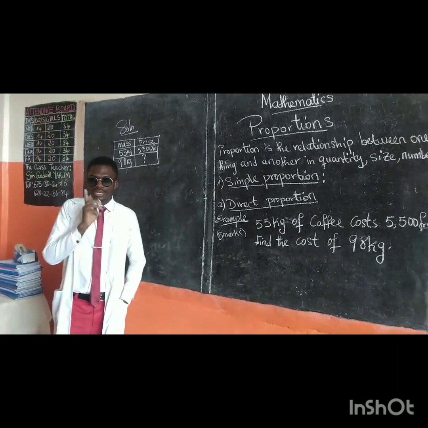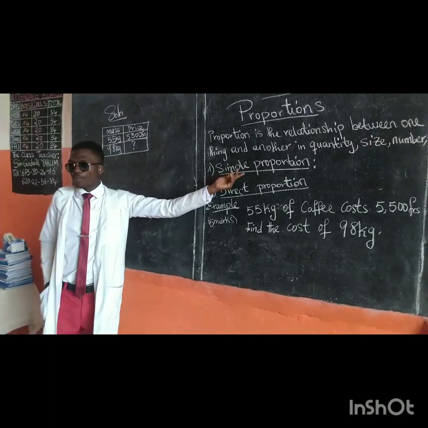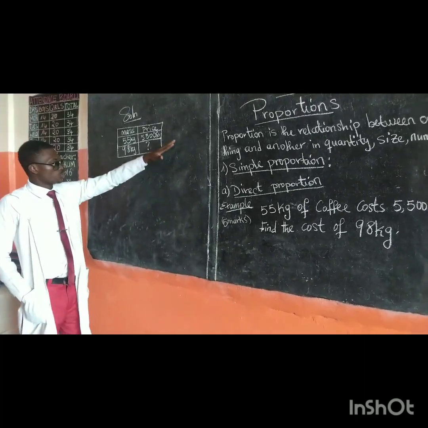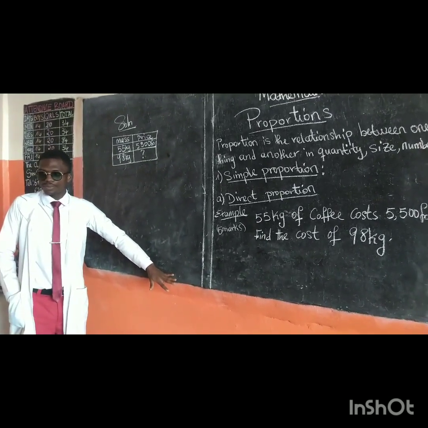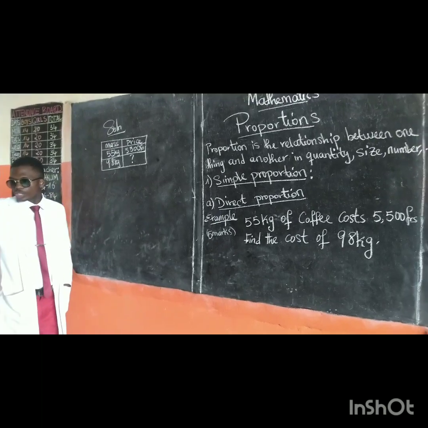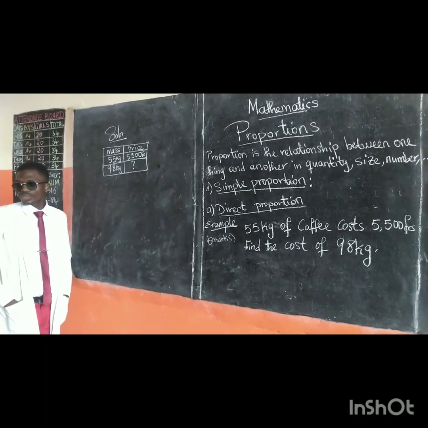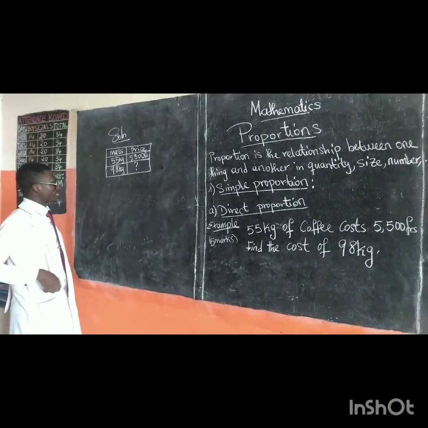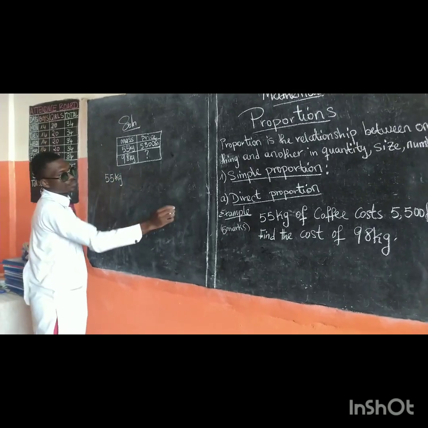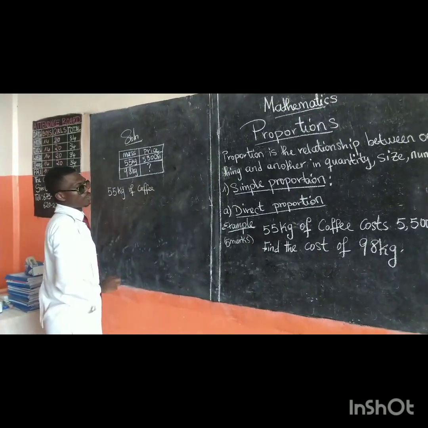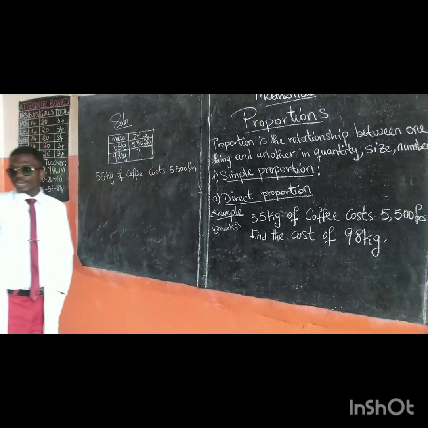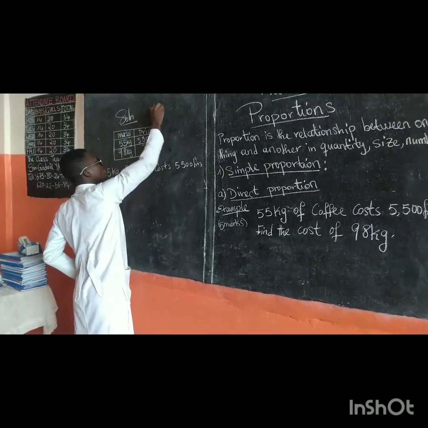Now, listen very attentively. When you are solving simple proportion, you are supposed to make 3 statements. So there are 3 statements you have to make to be able to complete the simple proportion question. Are you there? Yes. Unlike a compound proportion, where you have 5 statements. So now, here is simple proportion. How many statements do we have to make? 3 statements. The first statement is this: 55 kilograms of coffee costs 5,500 francs. Is that okay? Yes, sir. The method we are using is called the unitary method.